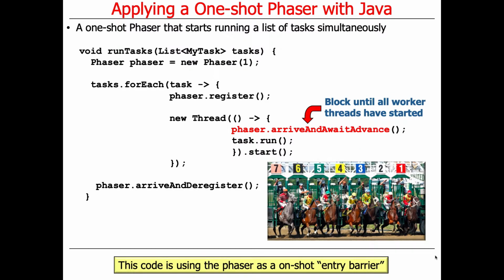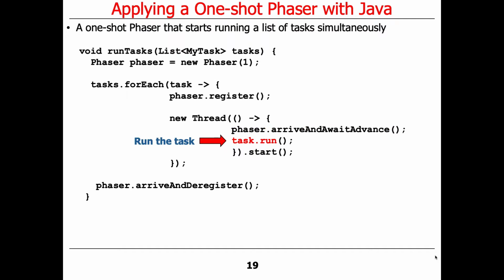And this is basically a one-shot entry barrier. So they all have to wait for all the threads to show up before anybody can start to run. So that's classic entry barrier style model. Once they've all shown up, then they all start to run.